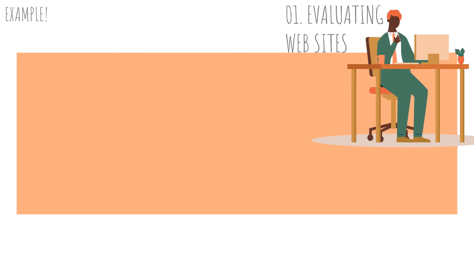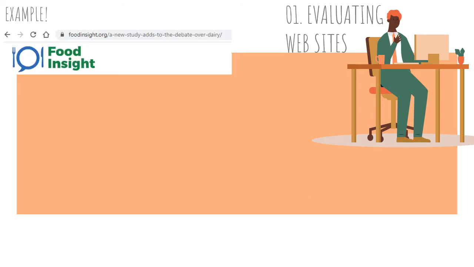Alright, still about evaluating websites. Here I have an example taken from foodinsight.org, and the title is A New Study Adds to the Debate Over Dairy. Right, the domain, look at it first. The domain is .org. Do you still remember about the .org? Yes, it belongs to a non-profit organization.